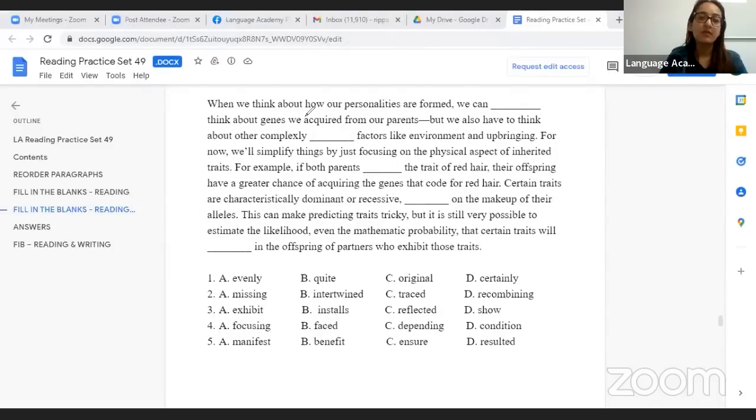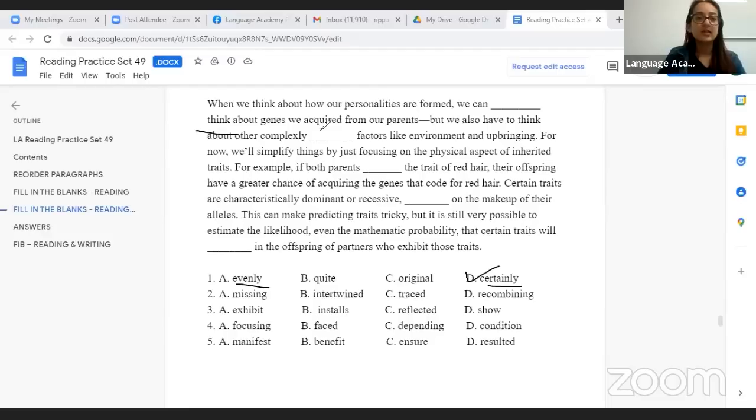When we think about how our personalities are formed, we can think about genes we acquired from our parents. So the sentence is complete. Think is a verb. We need adverb here. Adverbs are the words that end with ly, evenly, certainly, even quite is an adverb. So out of certainly and evenly, first will fit. We can think about genes. Do we think evenly or oddly? No. We can certainly means we can surely think about. So that will be the right answer.